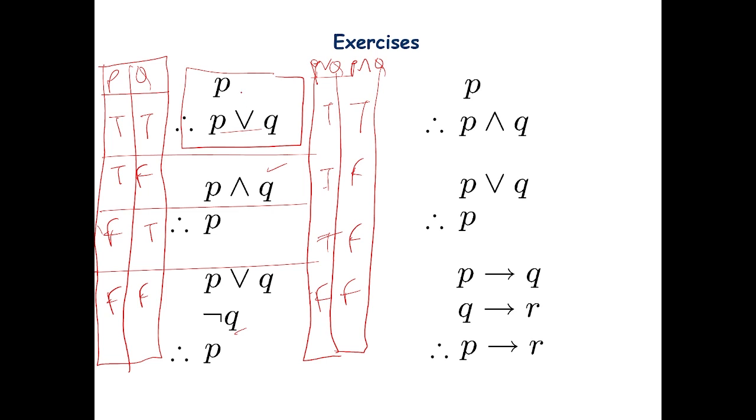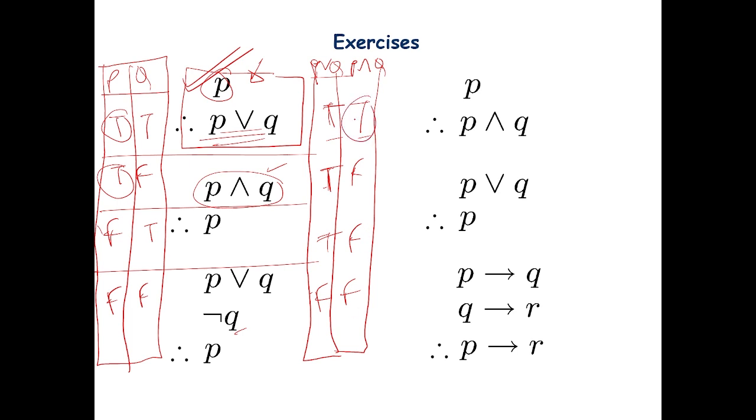Okay, so let's look at this first one. The hypothesis is just P. Whenever it's true, like in these cases, is P or Q true? Surprisingly, yes, they are all true. So this is a valid argument. Okay.